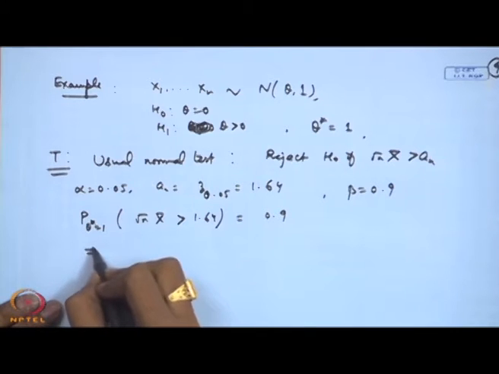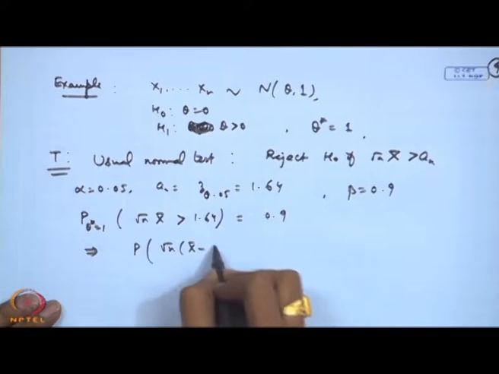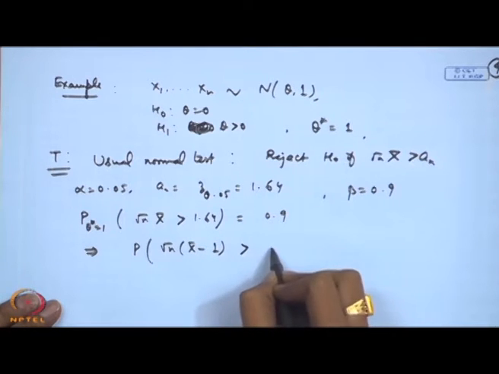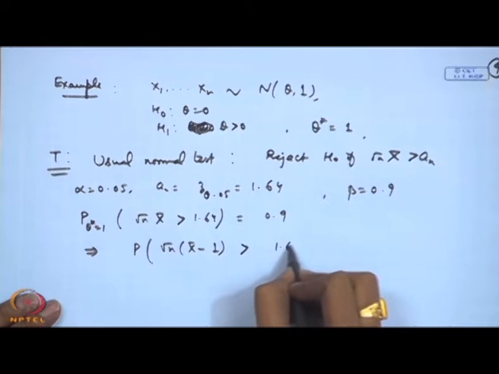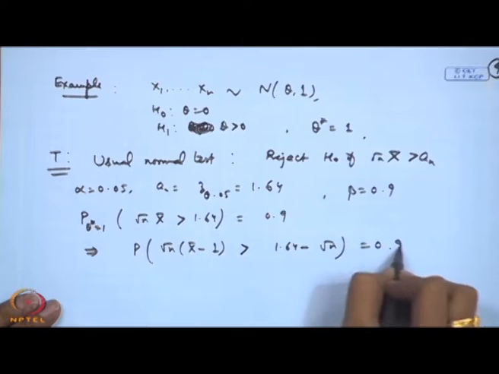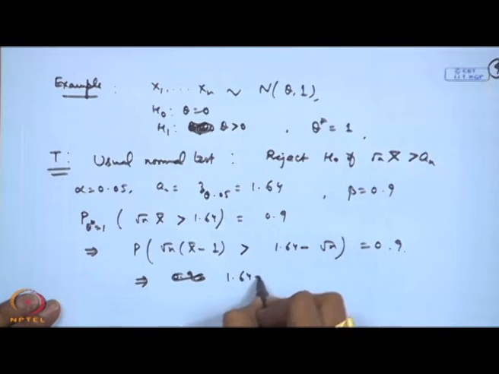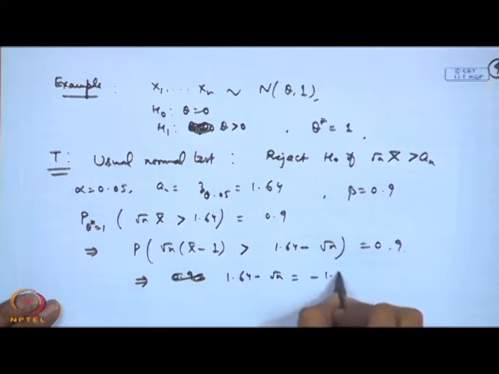So this will mean the probability that root n x bar minus root n is greater than 1.64 minus root n is equal to 0.9. So that means 1.64 minus root n is equal to minus 1.28. This you can simplify. So n is approximately 9.